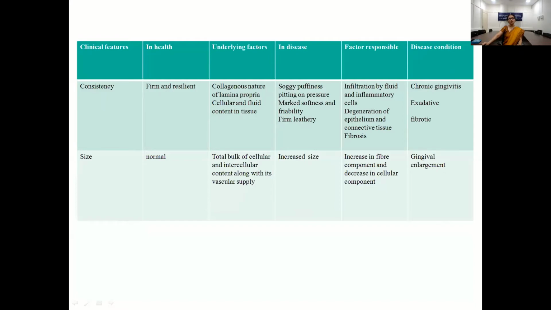Normally, the size of the gingiva is due to the total bulk of cellular and intercellular elements along with its vascular supply. Whenever there is a gingival enlargement, there is an increase in the fiber component and a decrease in the cellular component, and the size is increased.